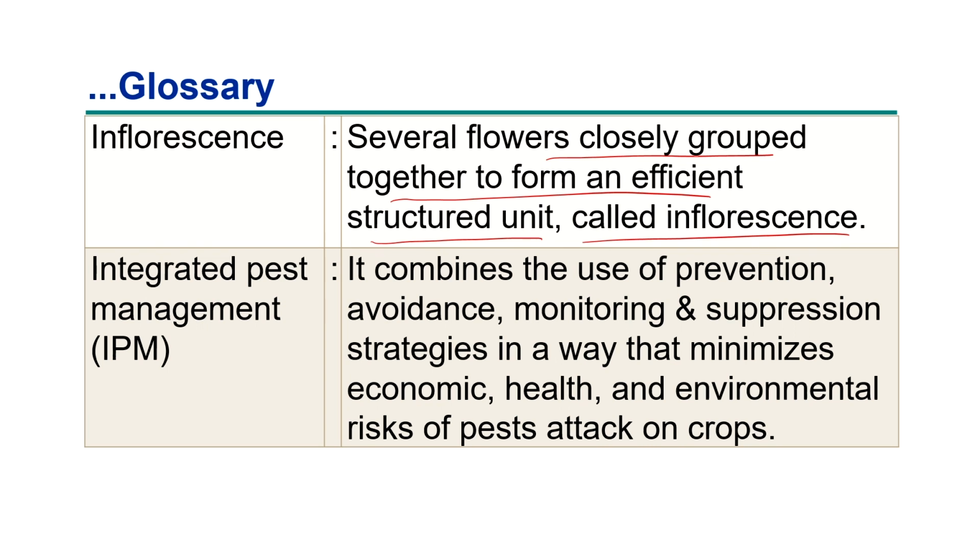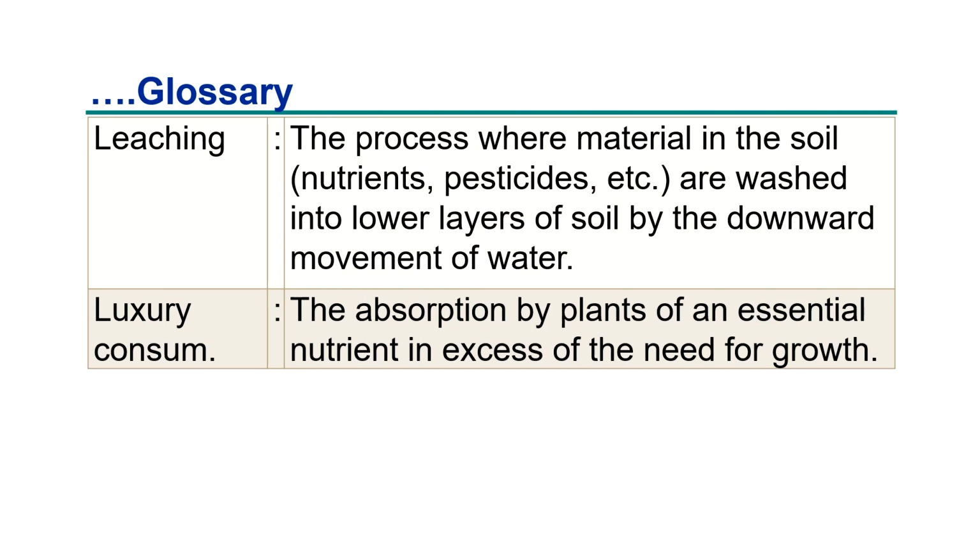Integrated pest management combines the use of prevention, avoidance, monitoring and suppression strategies in a way that minimizes economic, health and environmental risks of pest attack on crop. Leaching: the process where material in the soil, maybe nutrients or pesticides, are washed away into lower layers of soil by the downward movement of water.